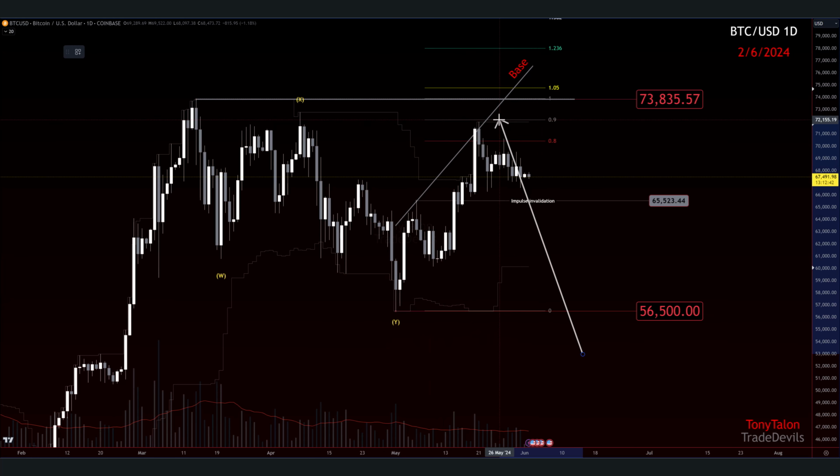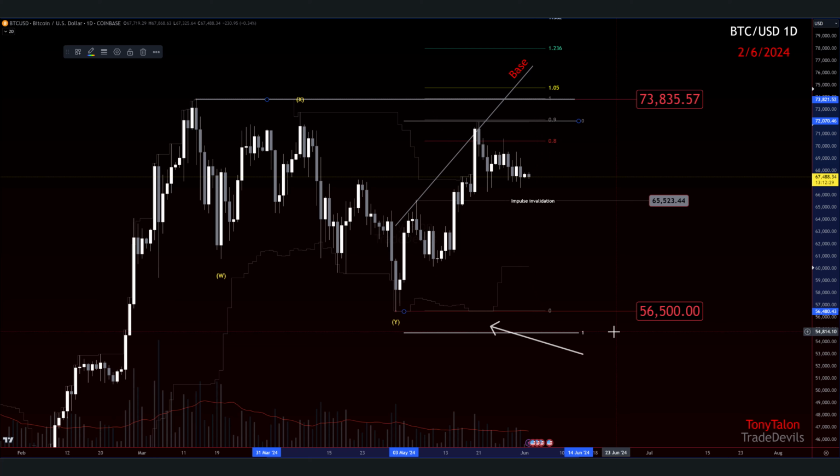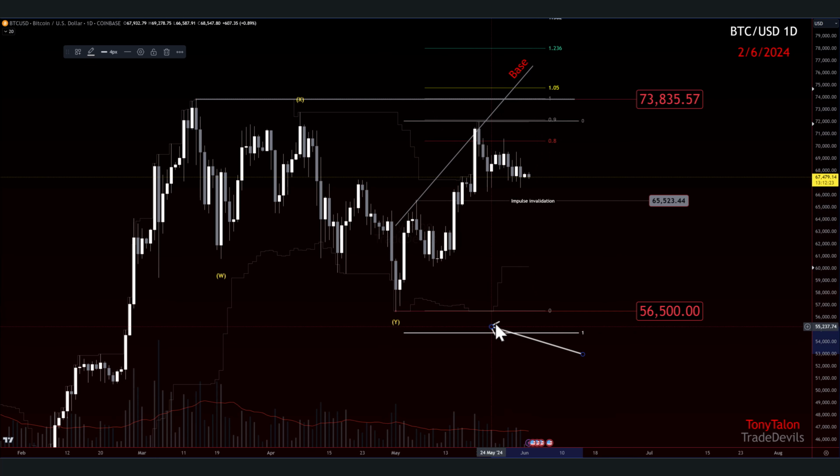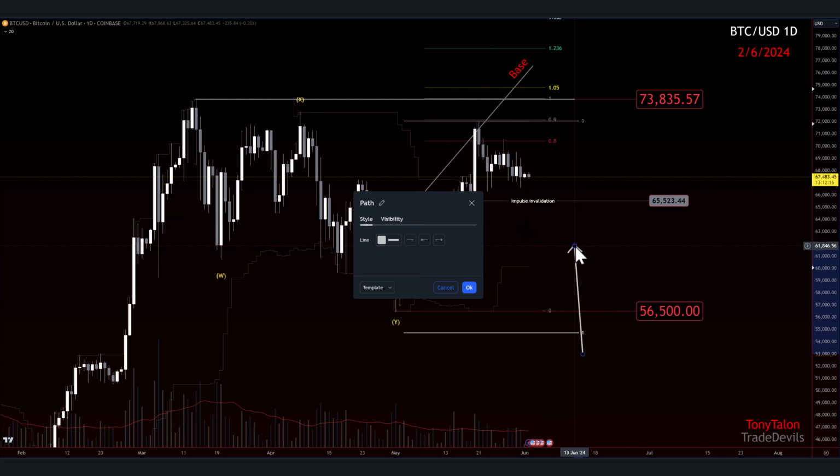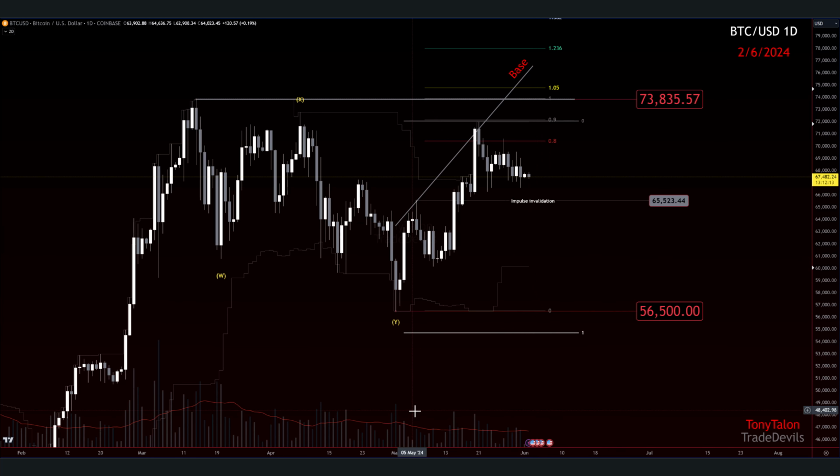So we could come up here, come down, sweep the low, and then we're looking for a 1-to-1 of the A wave move, which puts us down here at about 55K. All right, so sweep of the low on the flat, and then we get a move up or more potential sideways. So those would be the two longer extended sideways possibilities that I can see at the moment.